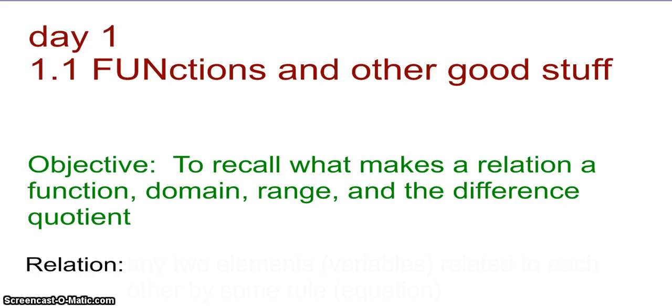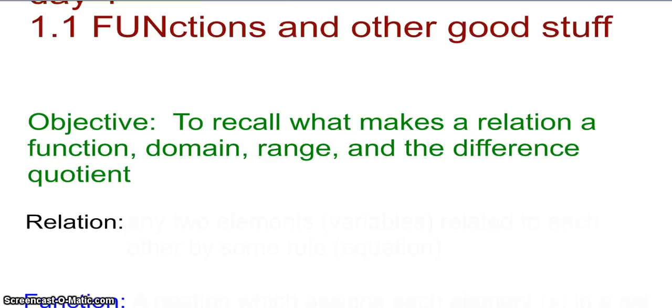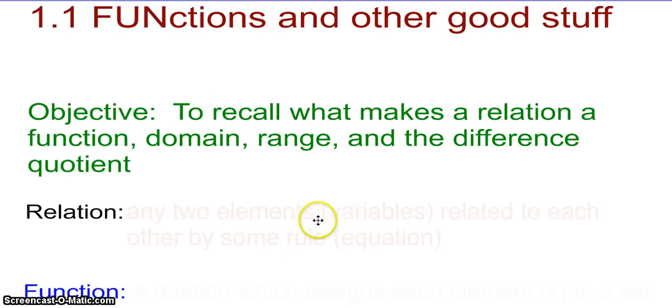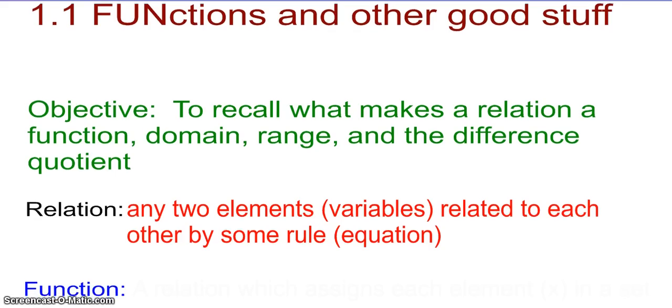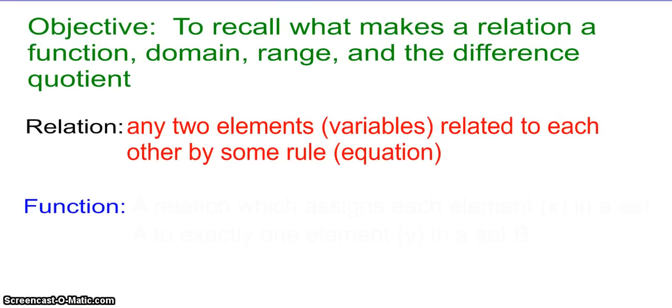Well, in order to understand a function, we need to understand a relation, since a function is a specific type of relation. So what is a relation? Well, a relation is any two elements, those elements are usually variables, related to each other by some rule. That rule is usually an equation, or in the case of a piecewise function, multiple equations. So that's a relation.